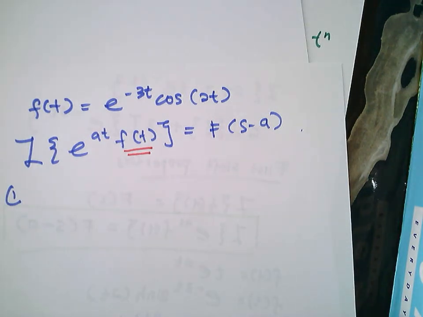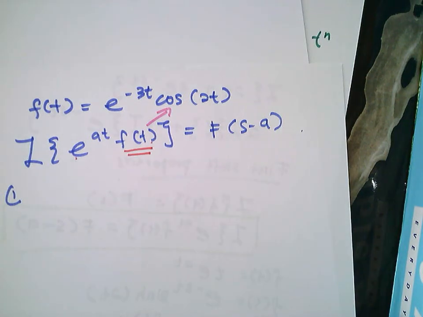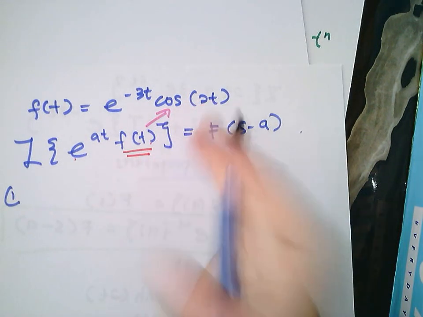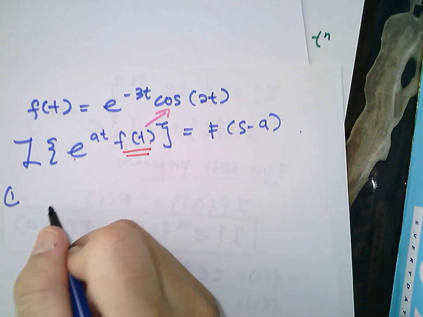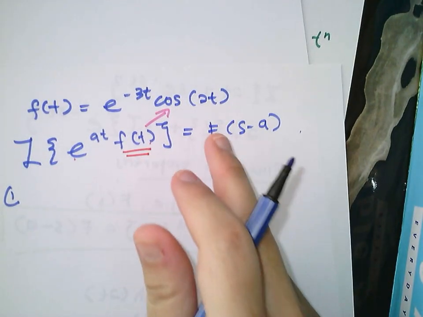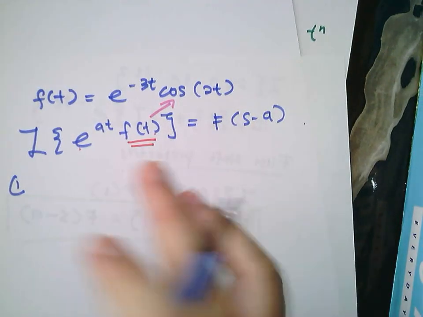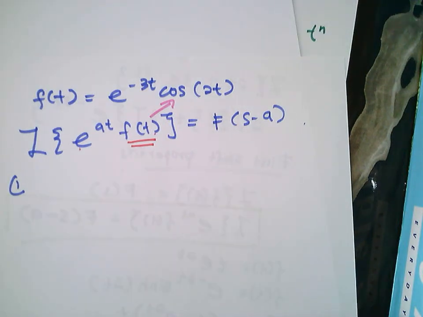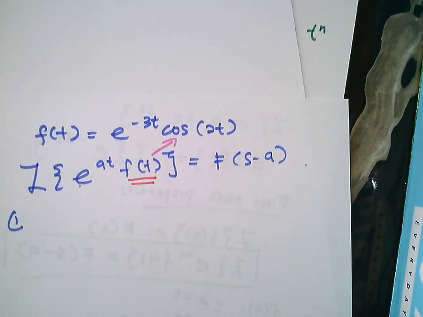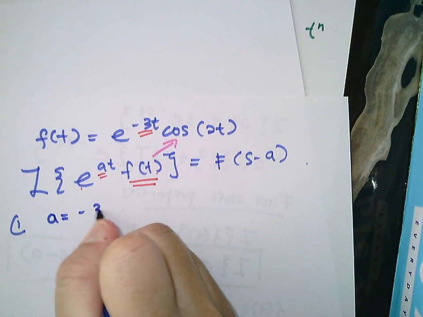So obviously your f(t) is equal to cos 2t. Why? Because the other part is the exponential function. So therefore this is your f(t). Okay, so you know that your f(t) is equal to cos 2t. So the first step is to find the Laplace of cos 2t. Before that, sorry, before that, just define your a first, because you are using the a in the next step. So what is your a? How you define your a is based on the power of the exponential function. So you know that your a is equal to negative 3.